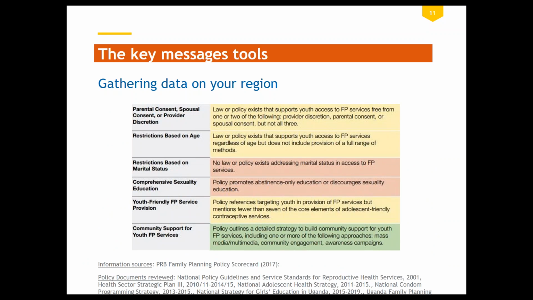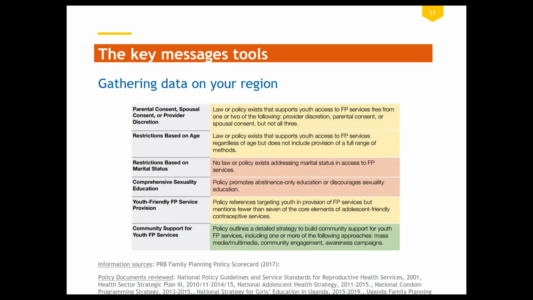The second step that I did is that I looked at numerous national policy documents on sexual and reproductive health services. And luckily for me, I could use the Population Reference Bureau Family Planning Scorecard as a starting point. For those who don't know the policy tool or were not part of the webinar that we hosted a few months earlier, this tool allows users to quickly assess the extent to which a country's policy environment enables and supports youth access to and the use of family planning through the promotion of evidence-based practices.